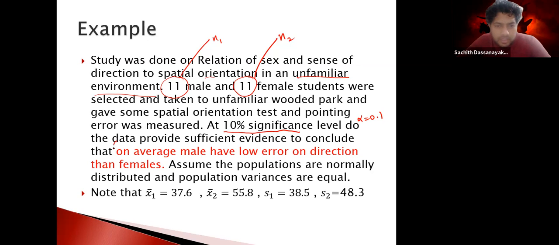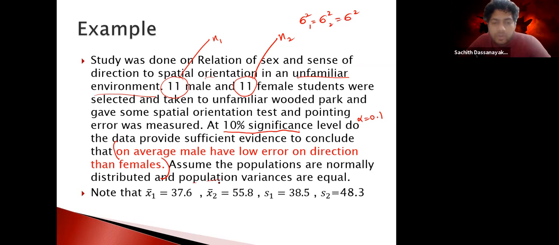Does the data provide sufficient evidence to conclude that, on average, this is what you need to figure out. This is the researcher's claim: on average, males have lower error on direction than females. Assume that the populations are normal, which means the male population and female population are normally distributed, and the population variances are equal, which means sigma1 squared and sigma2 squared are equal, let's say sigma squared.